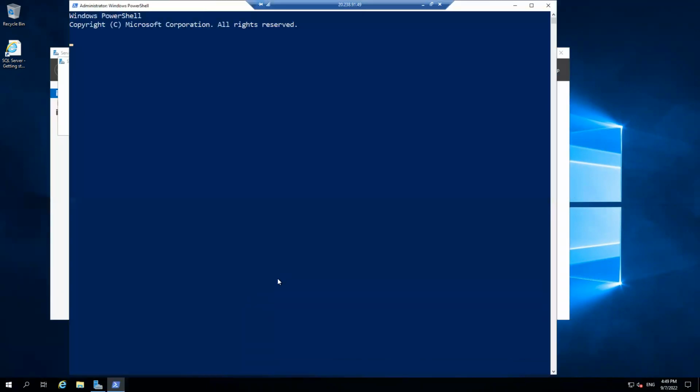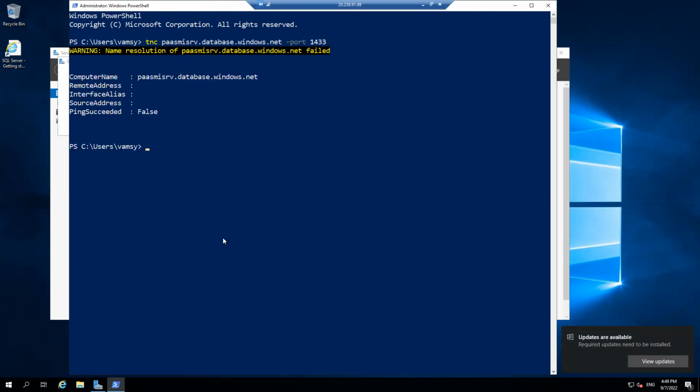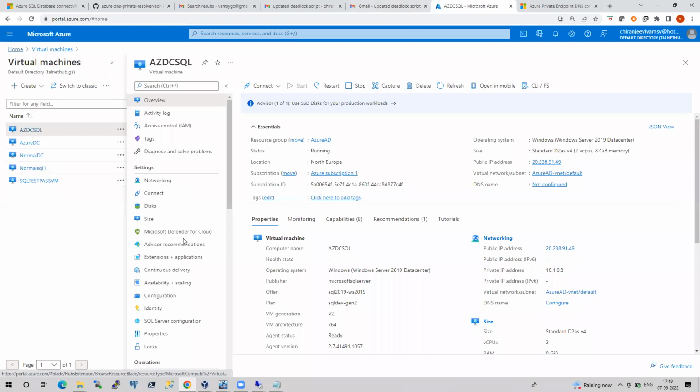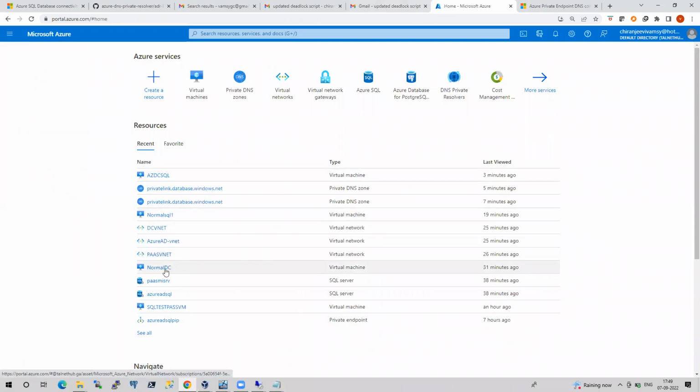TNC again. I'm doing TNC to passmisrv.database.windows.net. Passmisrv, right? Or is it something else? Let me copy. Passmisrv.